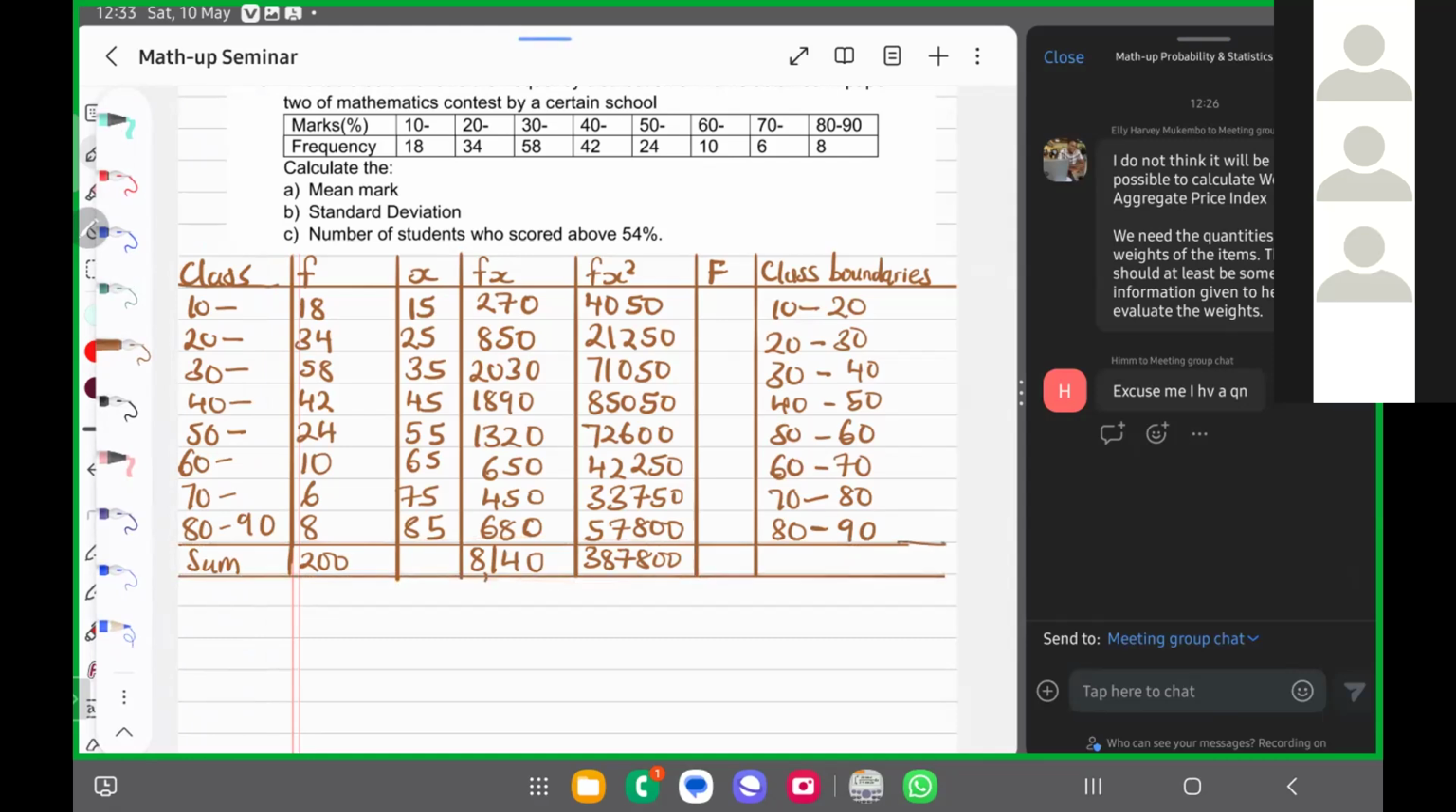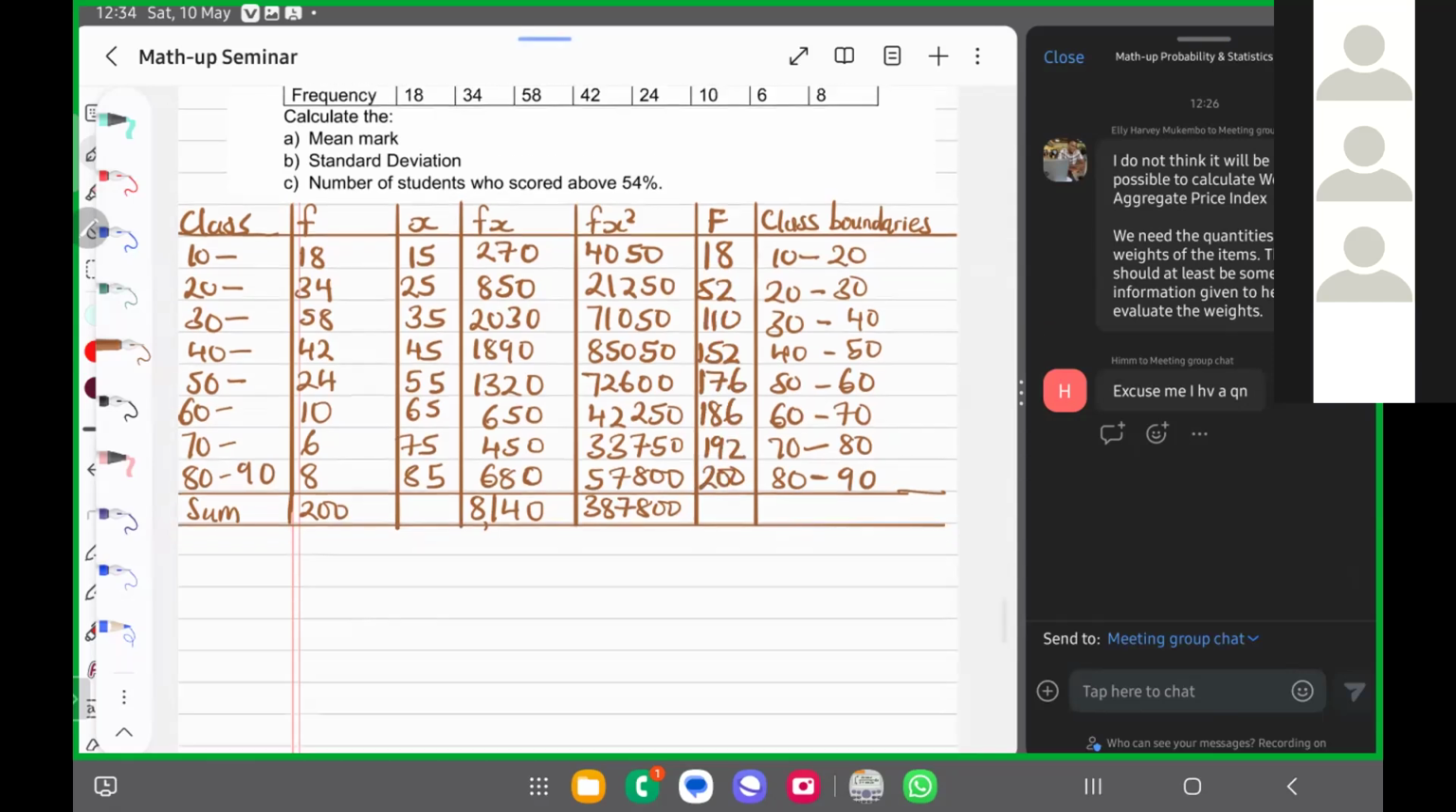Okay, so cumulative frequency: 18, then plus 34, I have 52, then 52 plus 58, 110. We all know how to get cumulative frequency. So let me just fill in 152, then 176, 186, 192, and lastly 200.